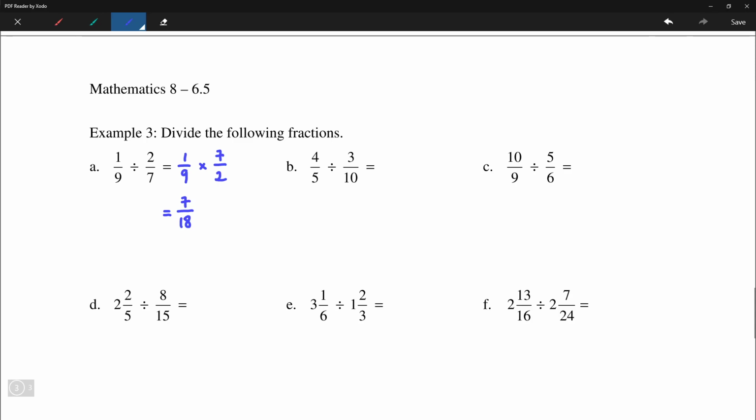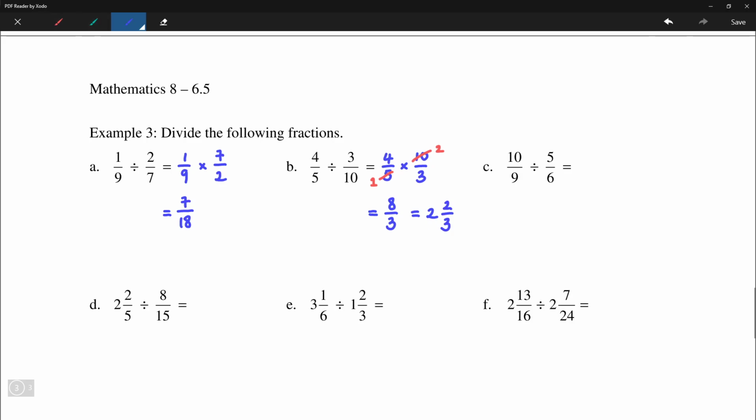Next up, 4 over 5 times 10 over 3. Just as before, we can simplify a little bit first. 10 and 5 are both divisible by 5, so that simplifies to 2 and 1. And from there, 4 times 2 is 8, 1 times 3 is 3. And of course, we can rewrite this as a mixed number. This will give us 2 2/3.